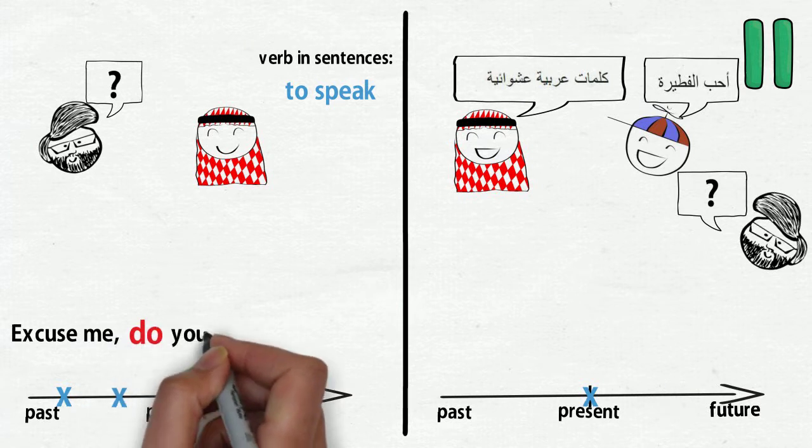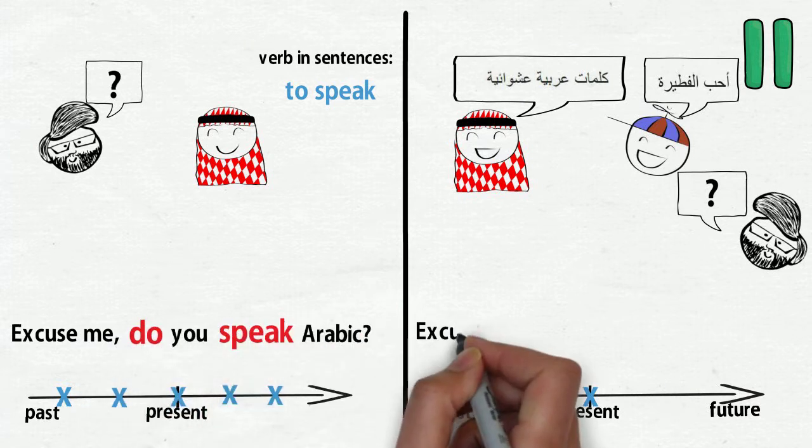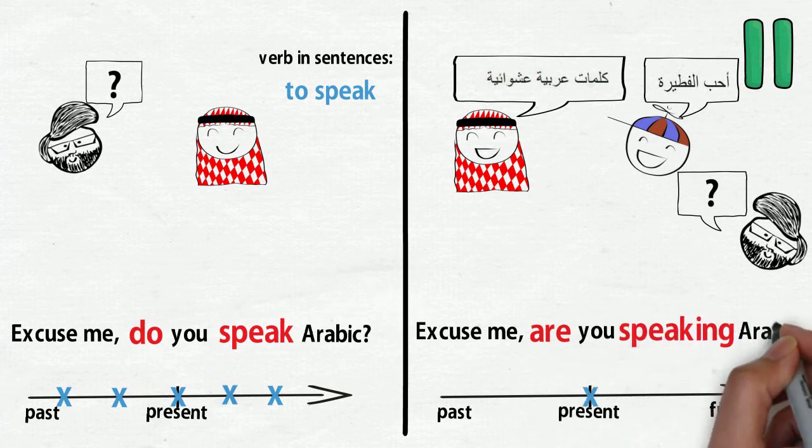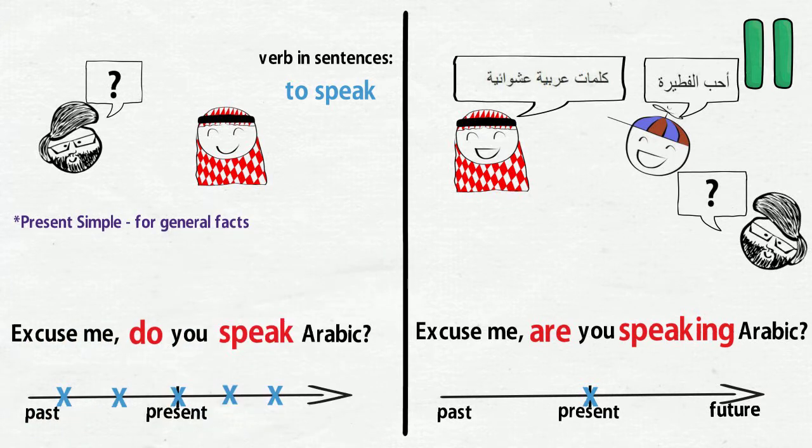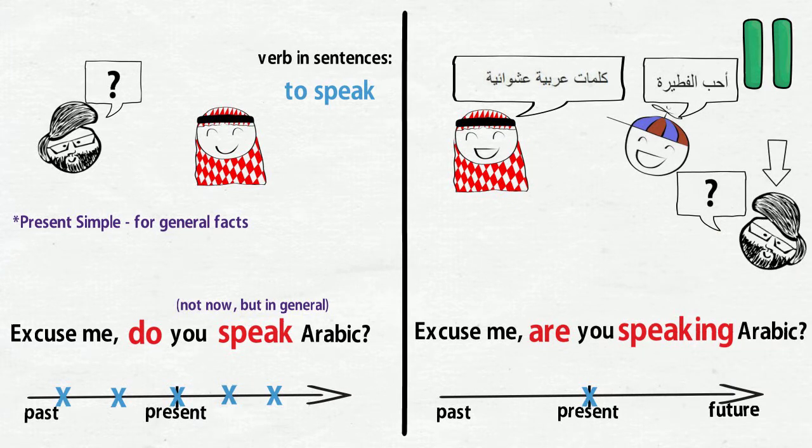Excuse me, do you speak Arabic? Excuse me, are you speaking Arabic? As you can see, here we use present simple for general facts about someone. When we ask a question like, do you speak Arabic? We want to know a fact about that person. The second situation is different. This person is hearing a language being spoken at this moment, but doesn't know which language it is. So he has to use the present continuous form of the same question.